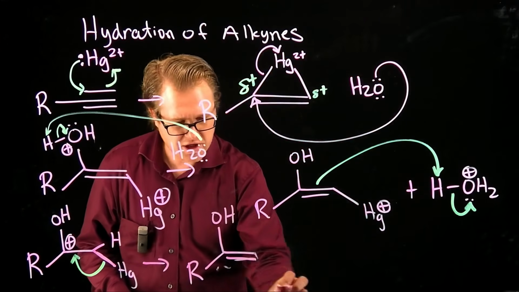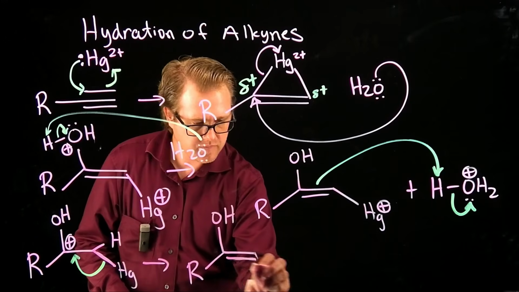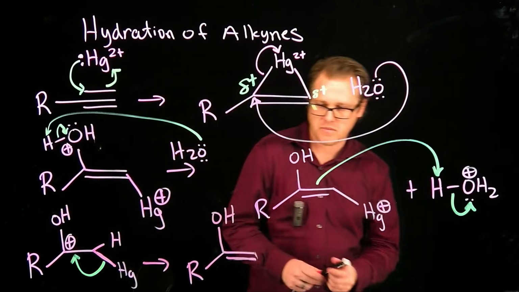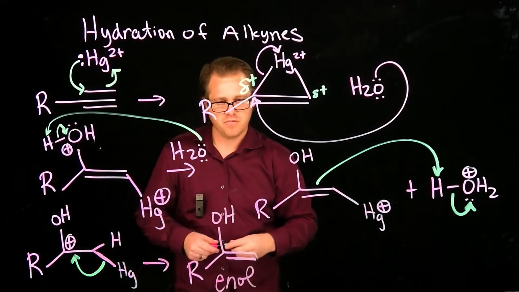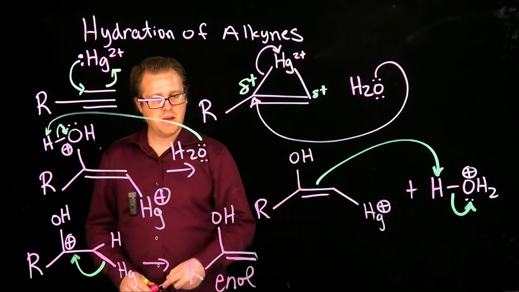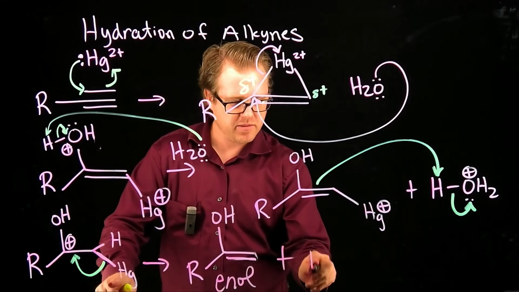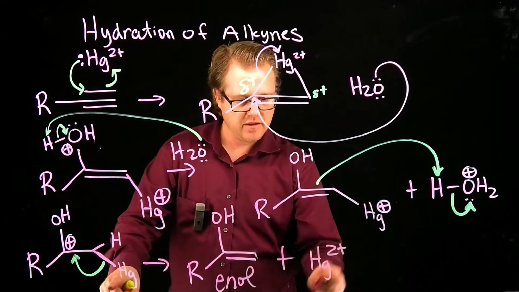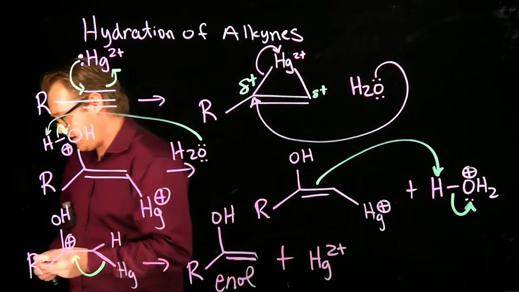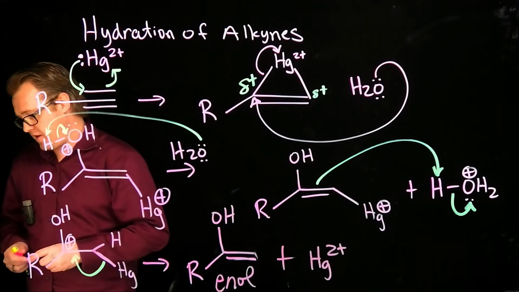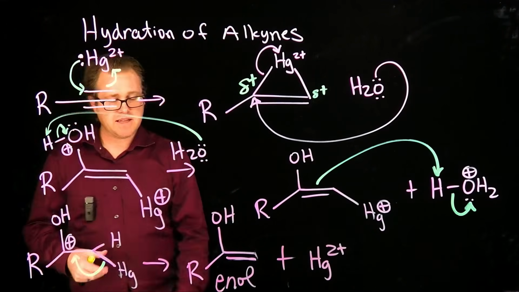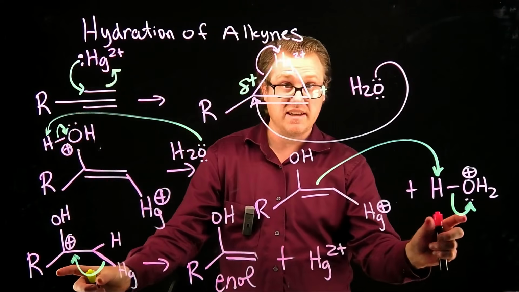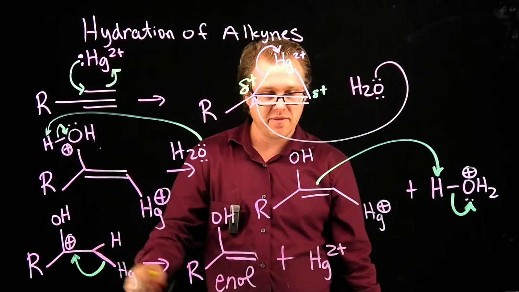So now what did we just generate? You see that we have now generated our enol. And so the mercury fell off, so that's going to be plus our Hg2+ right there. Okay, the mercury falls off to generate our enol. And this happens when you are under acidic conditions. The mercury is going to fall off.